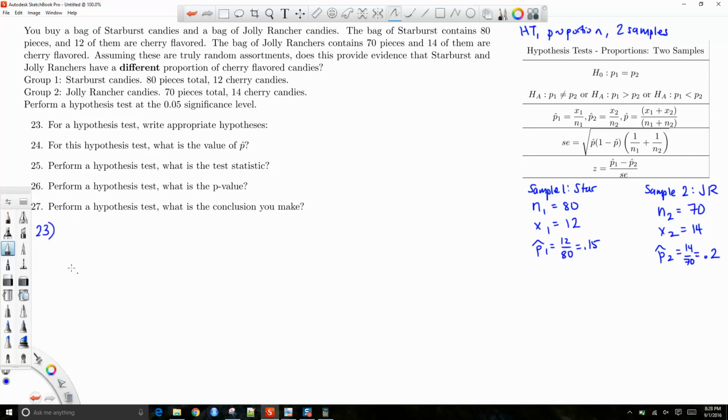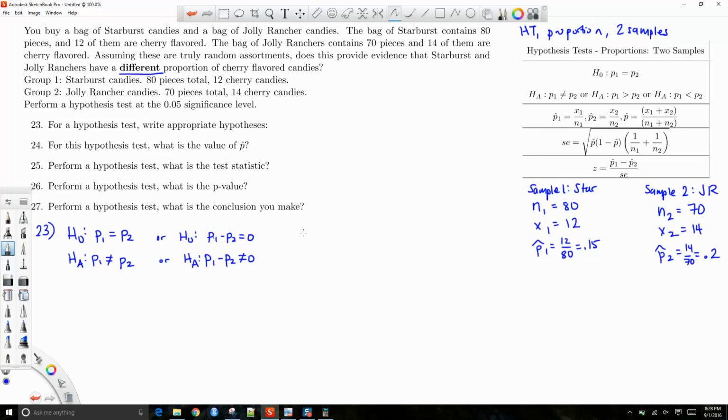So 23 says write the appropriate hypotheses. So our null hypothesis is easy. It's always P1 is equal to P2, okay? Or it could also equivalently be written as P1 minus P2 is equal to 0. The alternative, when we look at the problem, it says, do they have a different proportion? So we're going to need to use P1 is not equal to P2. Or we can write P1 minus P2 does not equal 0.